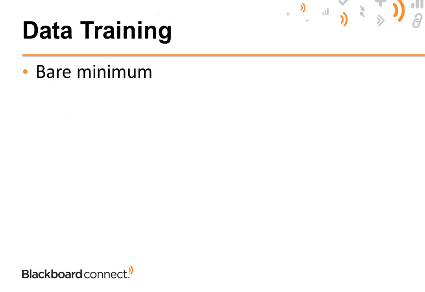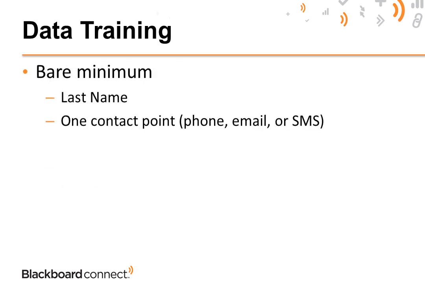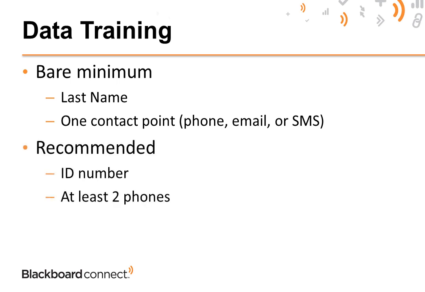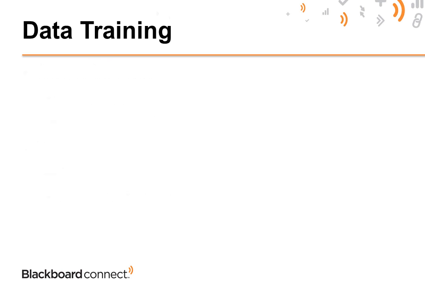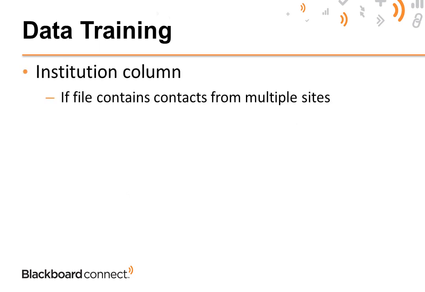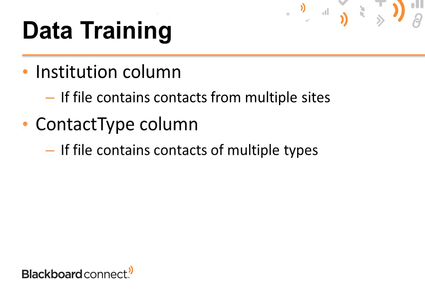The bare minimum that you must include is last name and at least one contact point, a phone number, email address, or text message number. All other fields are optional, but we strongly recommend including a unique ID number or reference code and at least 2 phone numbers per contact. If your file contains contacts from multiple sites, you will also need to have an institution column. And if it contains multiple contact types, you will need a contact type column as well.